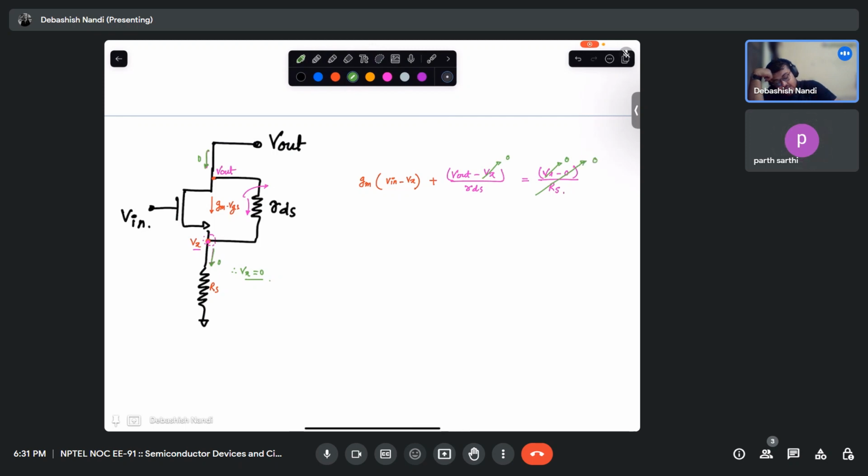So this entire quantity becomes 0. You are left with gm times V in is equal to minus V out times RDS. So your V out over V in would be minus gm times RDS.